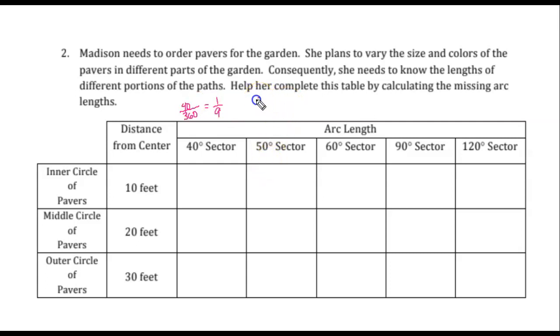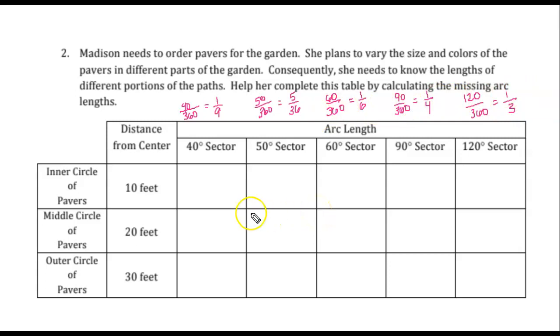For the 50-degree sector, it'll be 50 over 360, which reduces to 5/36. 60 over 360, which is going to reduce to 1/6. 90 over 360, which reduces to 1/4. And 120 over 360, which reduces to 1/3. So these are the ratios that we want to multiply the circumference by.